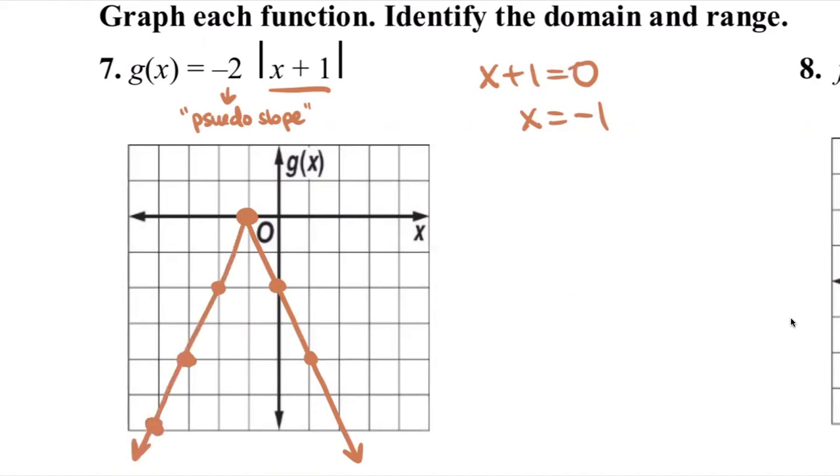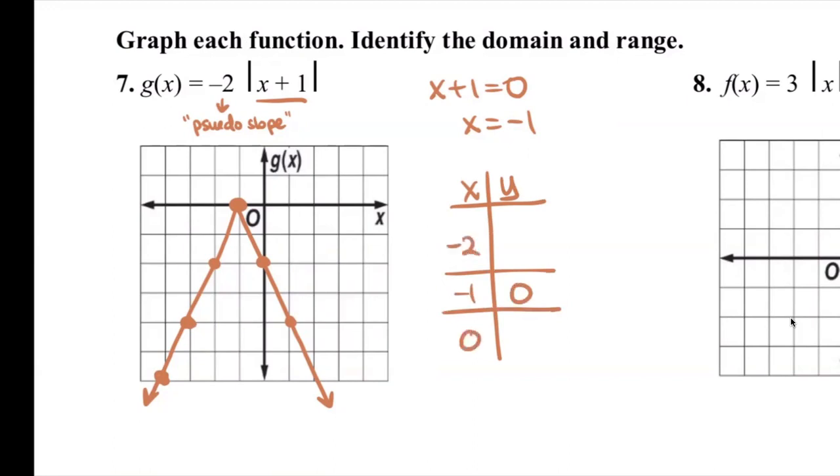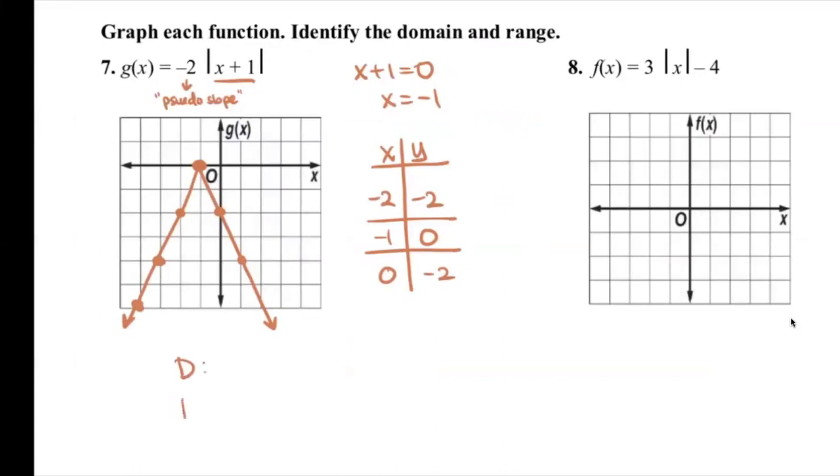All right. And if you're not confident with that pseudo slope, you can definitely plug in numbers. So I would still first find that negative 1 and then just plug in numbers around it, right? Substitute in numbers around it, and then you could get that same graph. So either one I'm okay with.